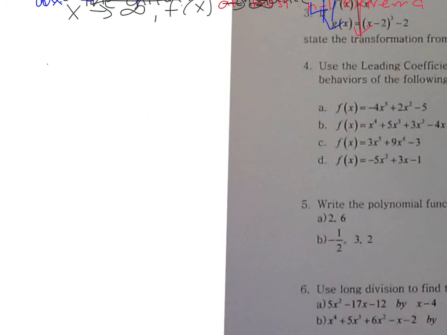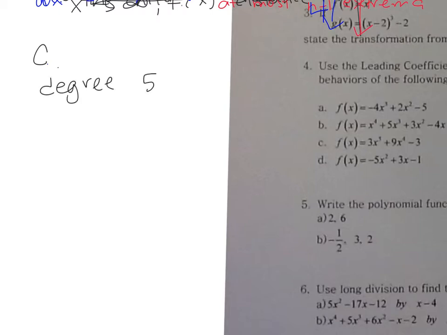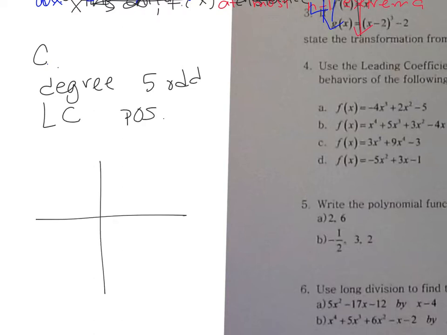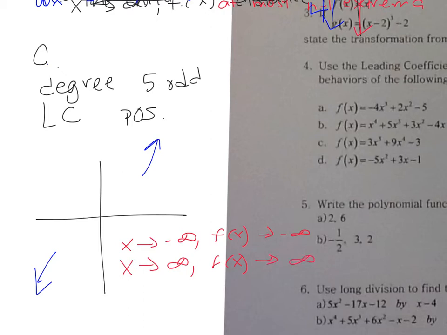Okay, let's take a look at C. All right, C, the degree is 5, which means it's odd. And the leading coefficient is positive. Okay, so on your graph, since it's positive and it's odd, it goes in different directions, so it goes like this. All right, so as x goes to negative infinity, f of x goes to negative infinity. As x goes to infinity, f of x goes to infinity.